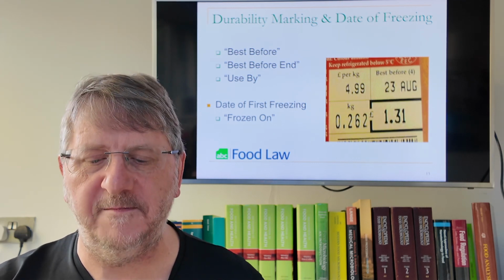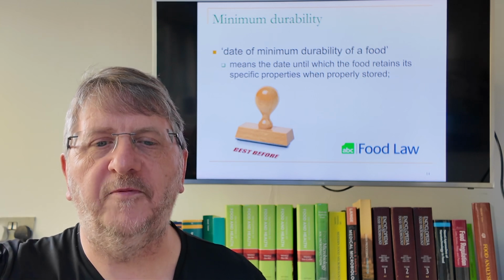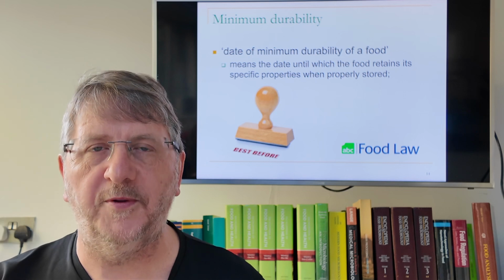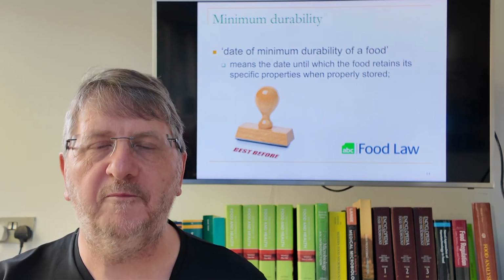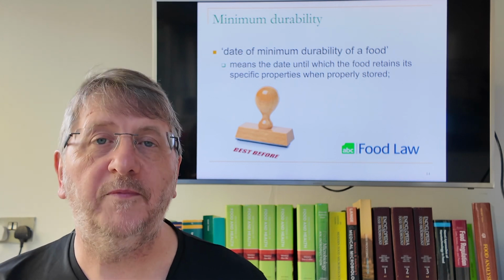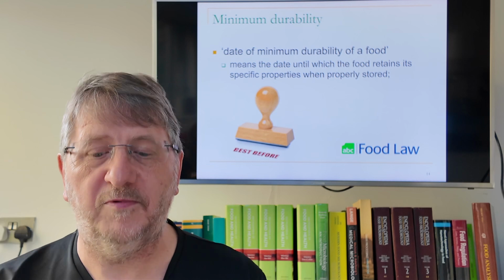But in terms of durability marking, a durability mark is the best before date. It's the date until which the food retains its specific properties. So in other words, it's a quality issue. Packet of biscuits, you put a best before date on it just to make sure that at the end of that best before, it's in good quality, it's not all gone soggy.